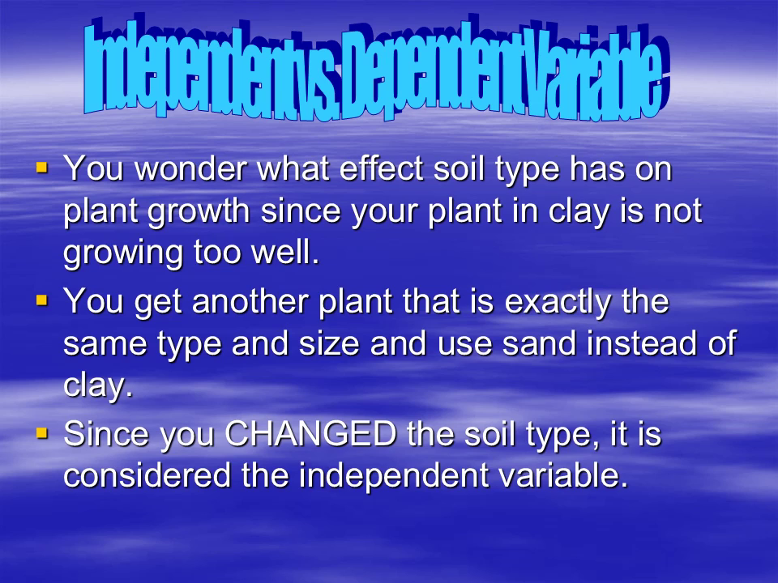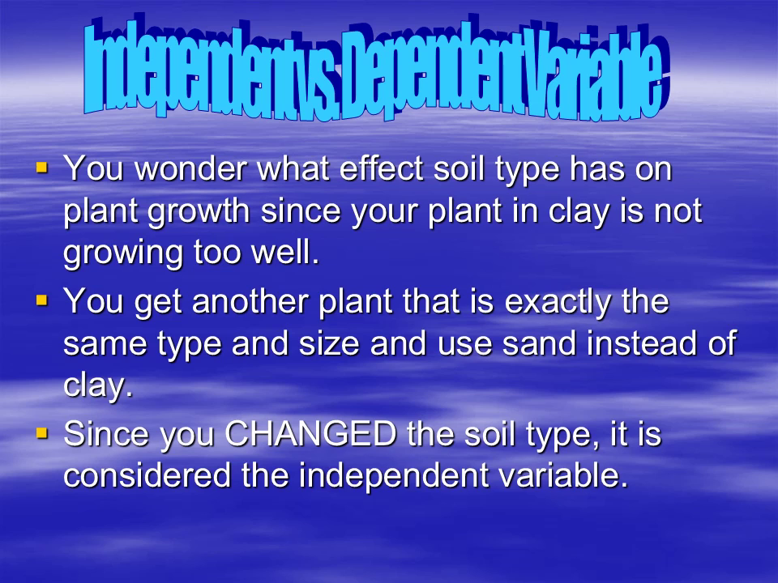This is just another example of how to set up an experiment. It's pretty similar to the other one, but I'm going to go through it anyway because sometimes understanding how to choose an independent variable and a dependent variable can be kind of tricky. This one's a little similar in that we're using plants. You wonder what effect soil type has on plant growth, since your plant in clay is not growing too well. You get another plant that's exactly the same type and size and use sand instead of clay. I just used a special word there: same. The word same tells me that those are constants. Same what? Type and size.